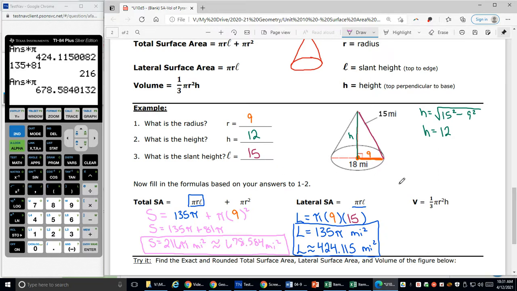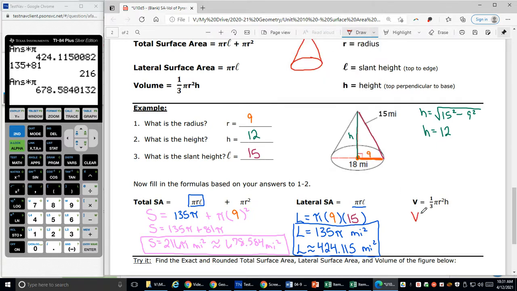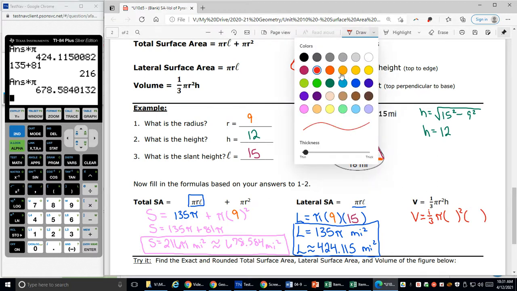They're approximately equal. Okay, last but not least, let's look at our volume. My volume equals 1/3 pi r squared h. My radius is 9.